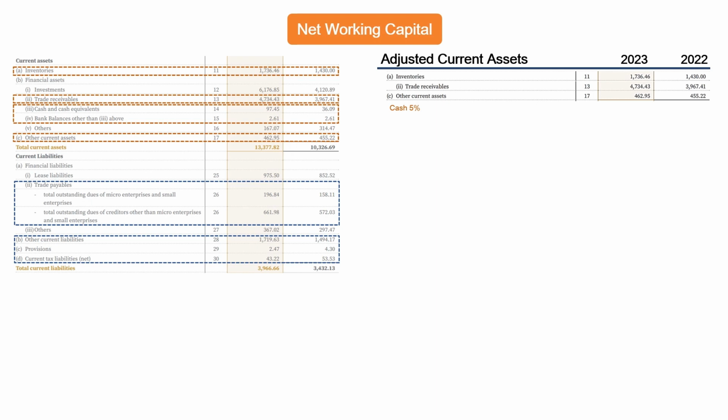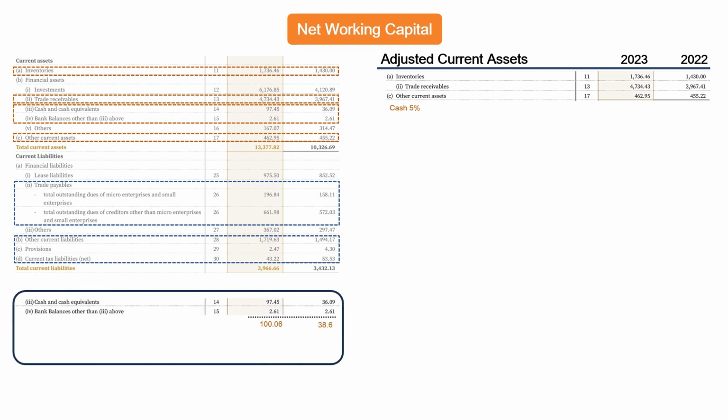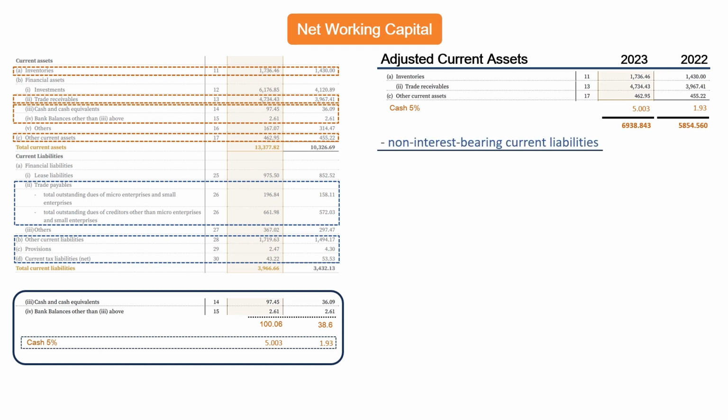So we took three items from current assets: inventories, trade receivables, and other current assets. Now we take 5% of cash. The total cash for 2023 is 100.06 million rupees, and 5% of it is 5.003 million rupees. If we add all the adjusted current assets, our total adjusted current assets for 2023 is 6938.843 million rupees. Now we will deduct non-interest bearing current liabilities from adjusted current assets.